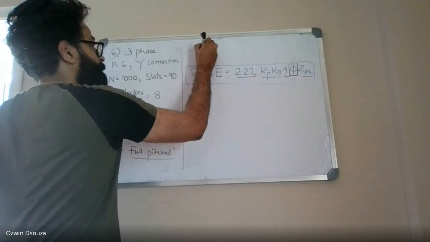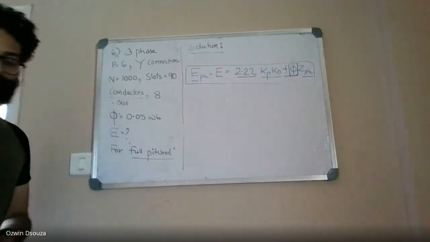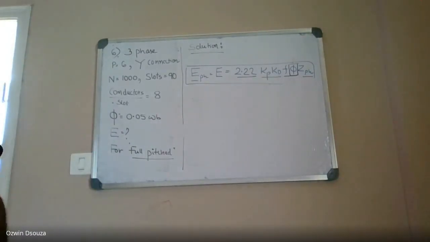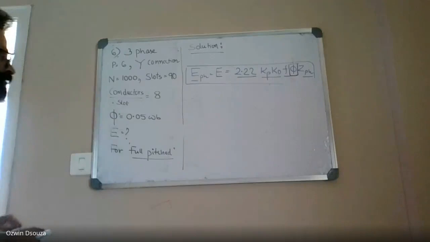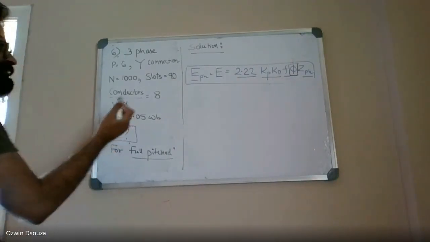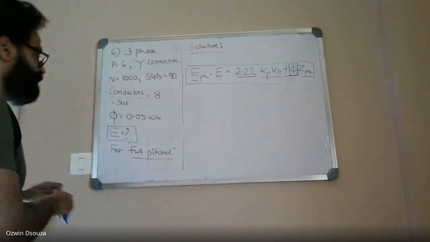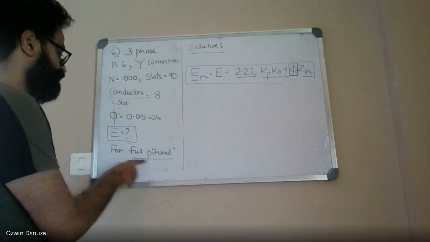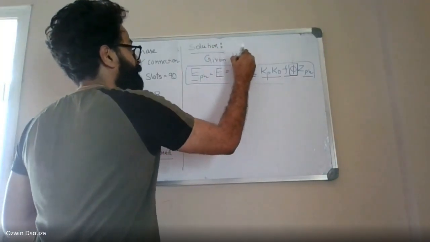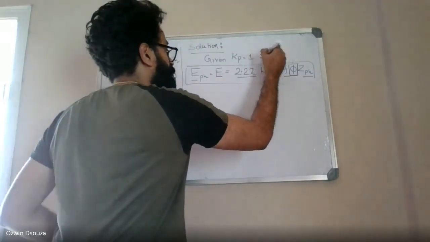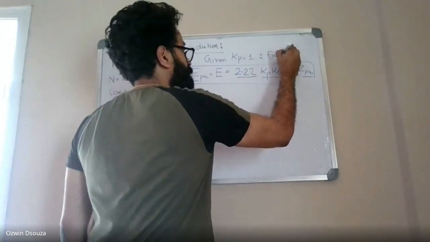You can think of solving the problem. So you have been asked to find the value of induced EMF, right? So a straightforward formula you have to consider. Now you know about full pitched winding, right? So given Kp is equal to 1, that's because you have been asked to consider a full pitched winding.